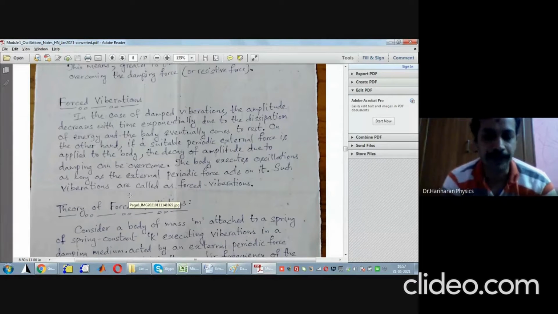For that to happen, someone should be pushing the swing externally at constant intervals of time. Then only the amplitude of oscillation of the swing will be maintained, and the swing will be kept in constant motion. Applying such an external force, we call it forced vibrations.